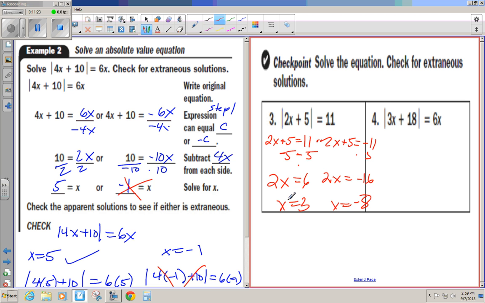Now, if you plug these answers back into the original equation, 2x plus 5 equals 11. 2 times 3 is 6, plus 5 is 11. Absolute value of 11 is 11. Yep. 2 times negative 8 is negative 16, plus 5 is negative 11. Absolute value of that is 11. Both solutions work.